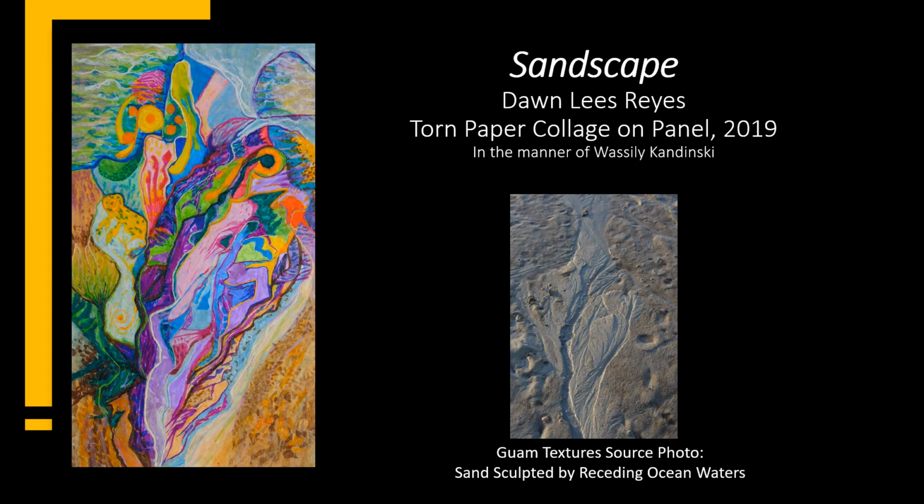In Sandscape, I wanted to represent shapes made in the sand by receding water in the same free-flowing and organic manner as Kandinsky's compositions. Even though the source photo is monochromatic, I was thinking about Kandinsky's theories on how color and shape affect human emotion. As I developed my composition, I wanted to express happy and stimulated emotions, which are feelings I often associate with being on the beach.